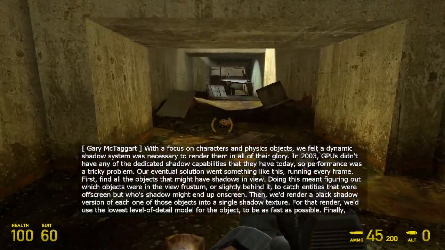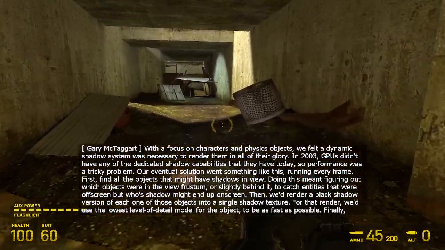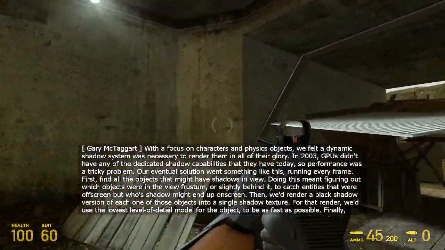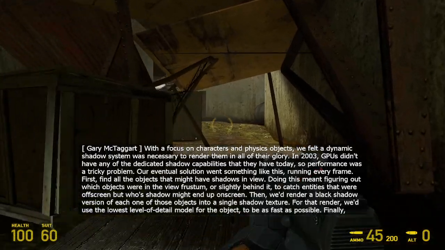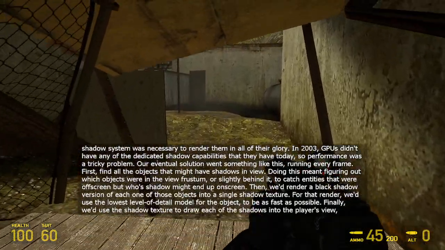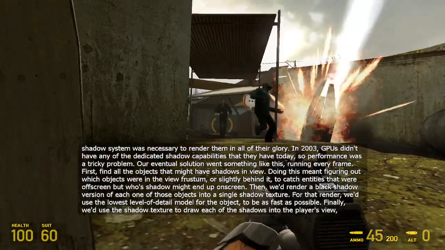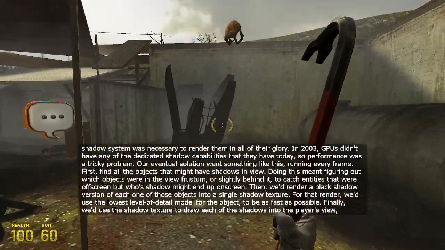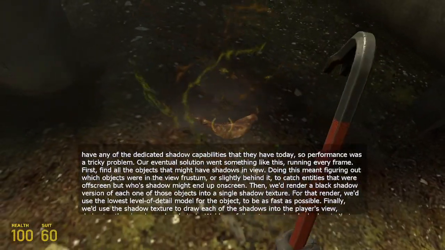Dynamic shadows. With a focus on character and physics objects, we felt a dynamic shadow system was necessary to render them all in all their glory. In 2003, GPUs didn't have any of the dedicated shadow capabilities that they have today, so performance was a tricky problem. Our eventual solution went something like this, running every frame.